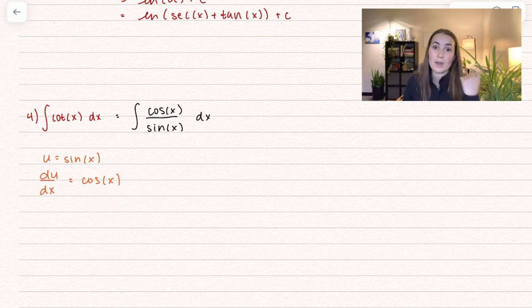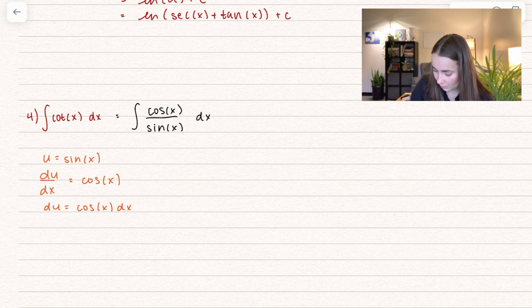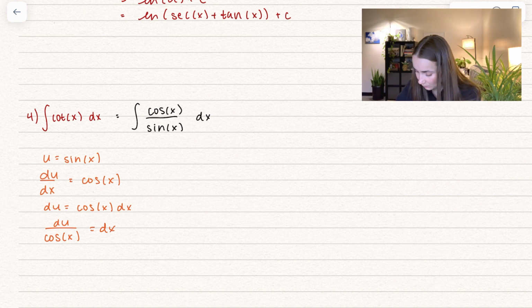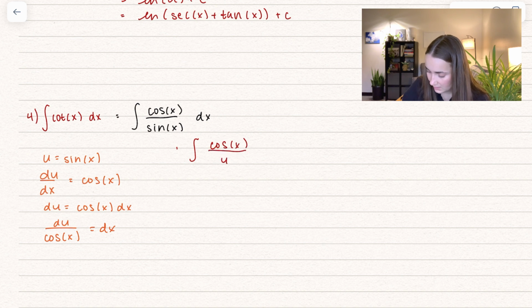Of course, we want to go ahead and solve for dx, so I'm going to multiply that over and then divide over that cosine of x. So du divided by cosine of x is equal to dx. Let's go ahead and replace that in our integral. So like we said, that cosine of x didn't change at all, but we divide by u times du divided by cosine of x. And notice here our cosines of x cancel out. So all we're left with is 1 over u du.